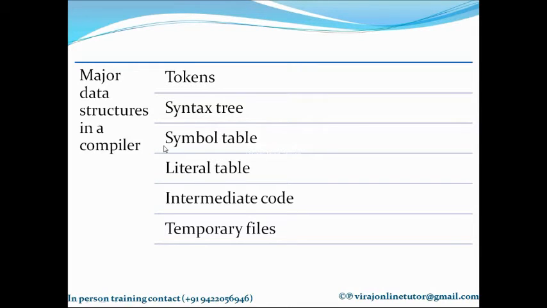The next data structure is the symbol table. The symbol table is a data structure used for storing symbols, and you can use a hash table data structure for that. Because the symbol table will be accessed very frequently for insertion, deletion, and access operations, which need to be efficient, constant time operations. Hence we prefer a hash table to be used for the symbol table.